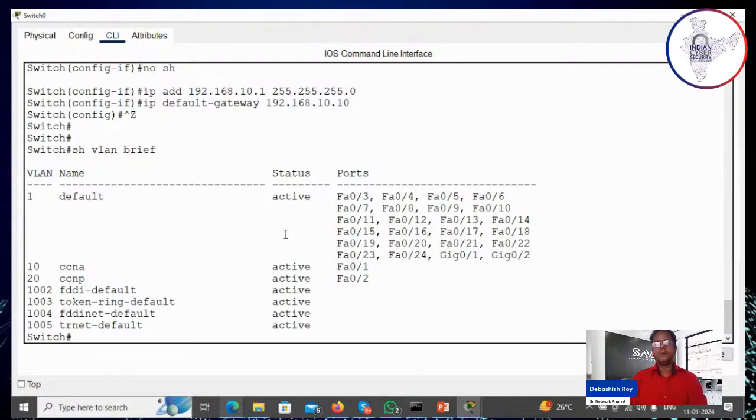But still, the VLANs cannot communicate. If the PCs belong to different VLANs, they cannot communicate because we haven't created any sub-interface or router on a stick on the router. So let's go to the router and create the sub-interface.